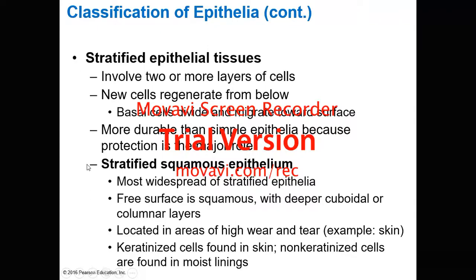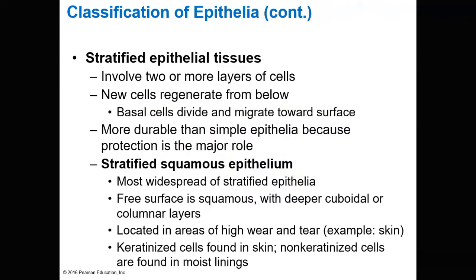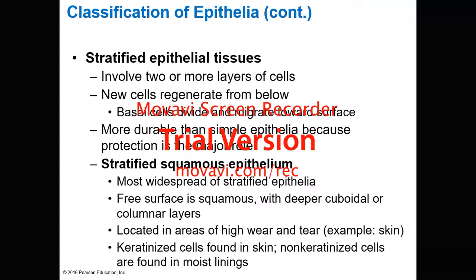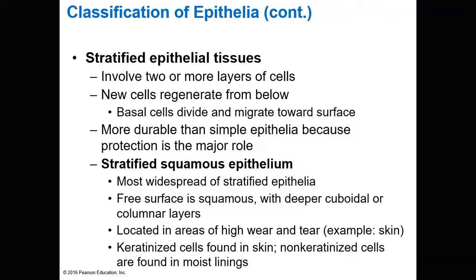All right, so then you have your stratified epithelial tissue. All right, so again, stratified, you mean you have more than two layers, okay? Two or more layers of cells. So new cells regenerate from below. The basal cells divide and they're going to migrate toward the surface, okay? So again, the basal cells divide and migrate toward the surface. They're more durable than simple epithelium because protection is a major role.